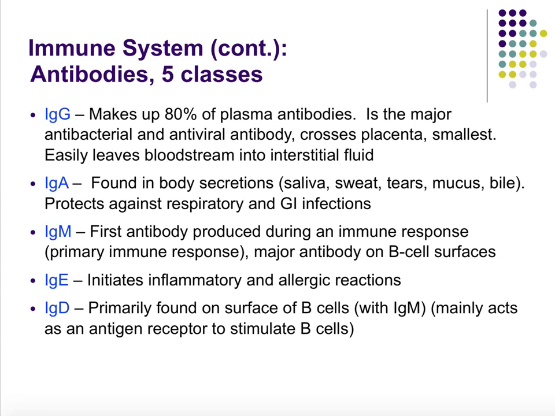IgM, remember when we made our antibodies in our primary and our secondary immune response? Those were the first antibodies produced. They are also found on the surface of your B cells. IgE, think of allergy. So it initiates the inflammatory response and allergic reaction. So when you think of allergy, think of IgE. And then the IgD is also found on the surface of your B cells, again, along with the IgMs.